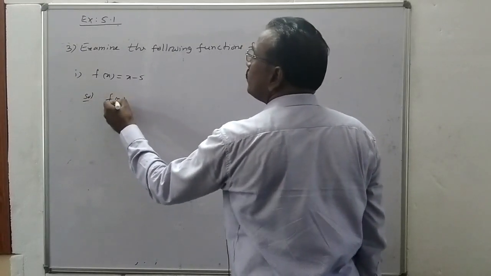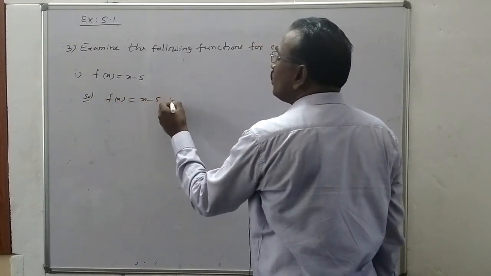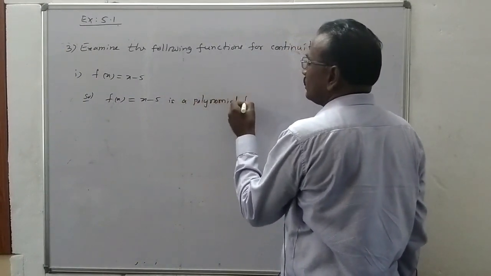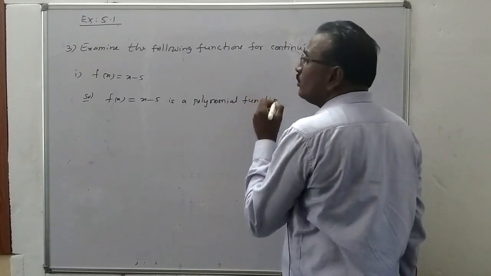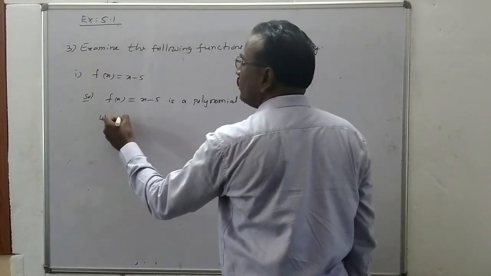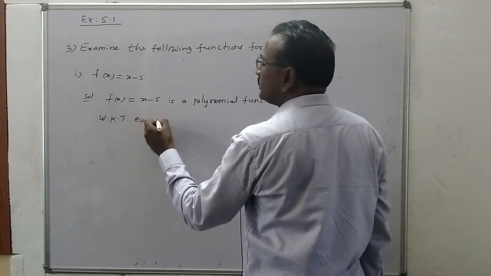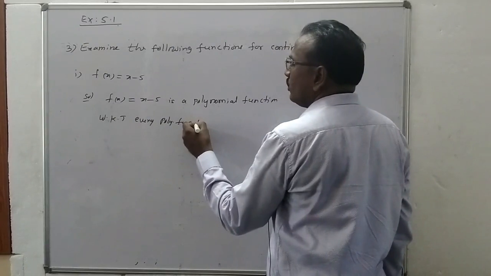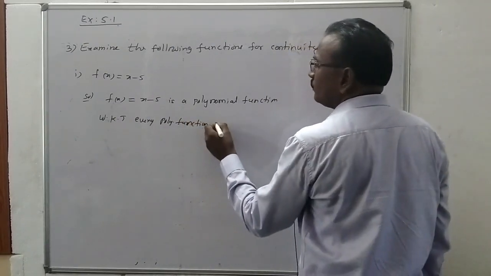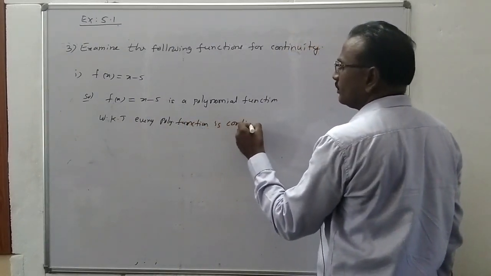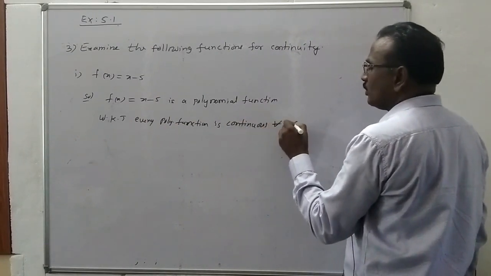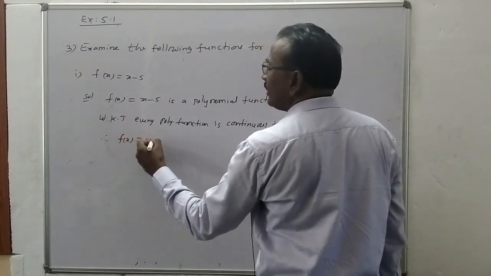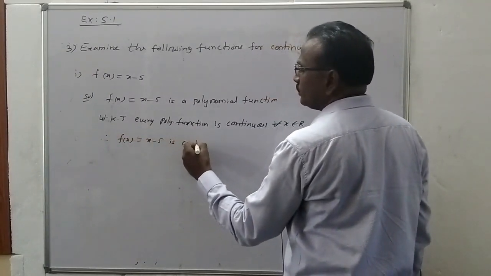F of x is equal to x minus 5 is a polynomial function. We know that every polynomial function is continuous. The function is continuous for all x belongs to R. So therefore f of x is equal to x minus 5 is a continuous function.